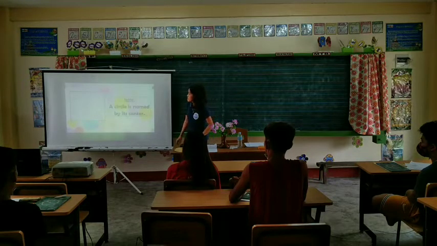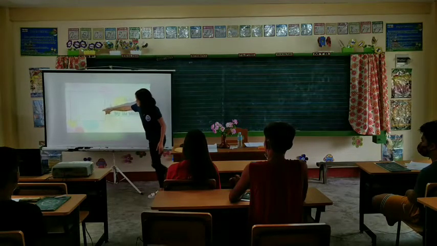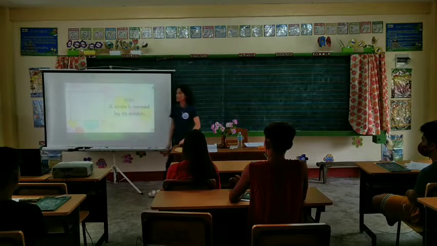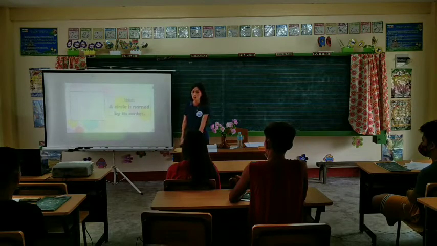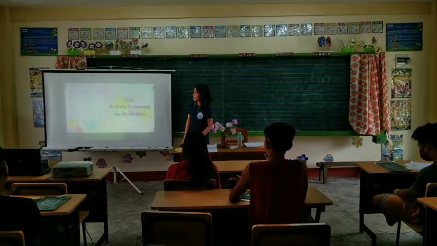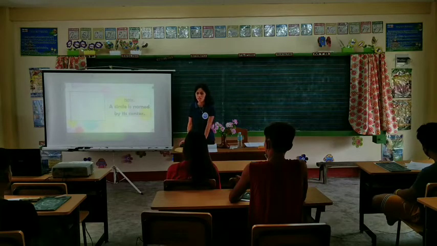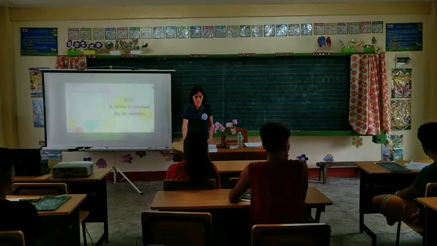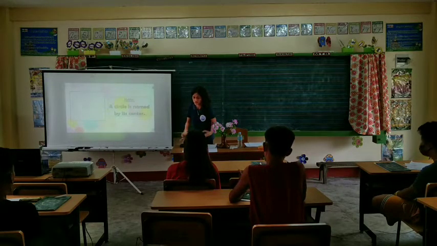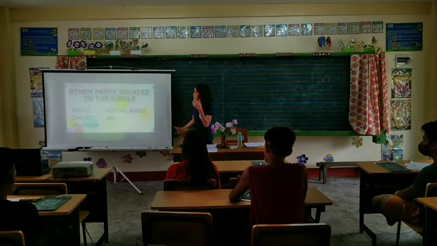So a circle is named by its center. For example here, the center is named as O. So the name of this circle is circle O. So it depends on the name of the point or the fixed point. That's the name of the circle. Any question? Okay. So if none, let's proceed with the other parts related to the circle.